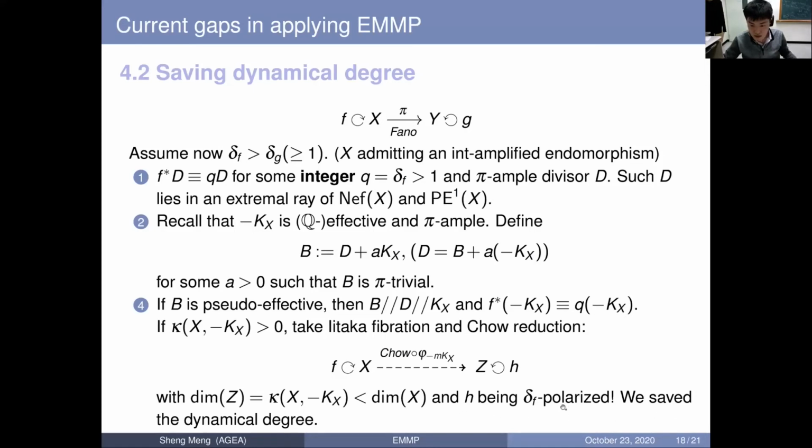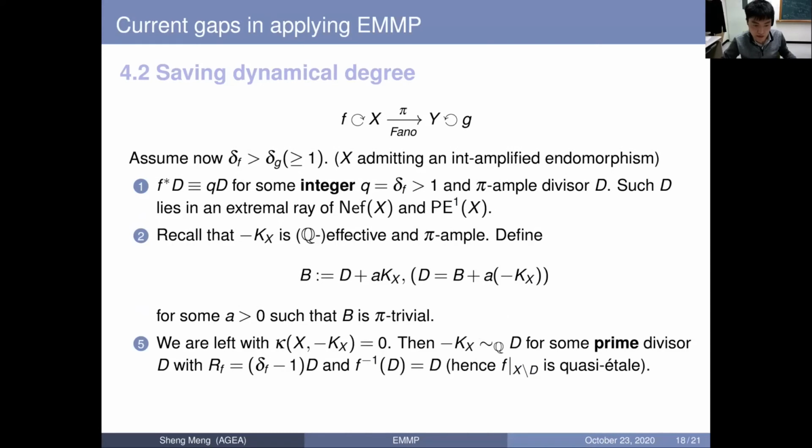And in this case, we save the dynamic degree because we descend F to H, and Z is positive dimensional, because the Iitaka dimension is greater than 0. So we are left with the case when the Iitaka dimension equals 0. Then we can show that minus Kx is Q-linearly equivalent to some not only effective, but also a prime divisor.